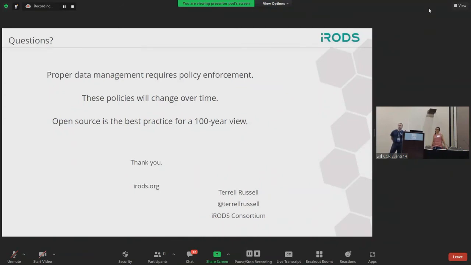And I was wondering how nuanced the data policy management can get in iRODS, and also how technical you have found the users need to be to correctly implement those data policies. Yeah, excellent. So it can be as fine-grained as you want.